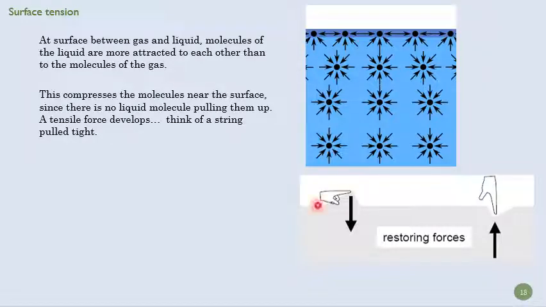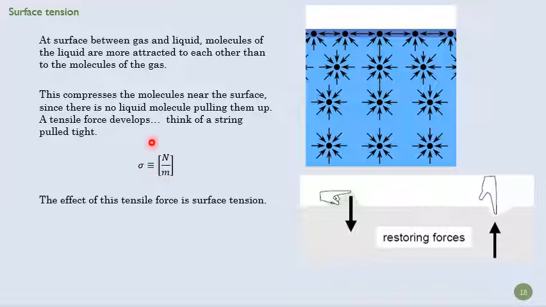And it acts a lot like a string that is stretched across here. These molecules are tightly attracted to each other. And so if I try to push up or pull down on a string, I get a restoring force. It wants to return back to a straight line. Well, the same thing happens here. If I push down on this surface, I'm going to get a restoring force that tries to pull that surface level again, because those molecules are so tightly strung together.